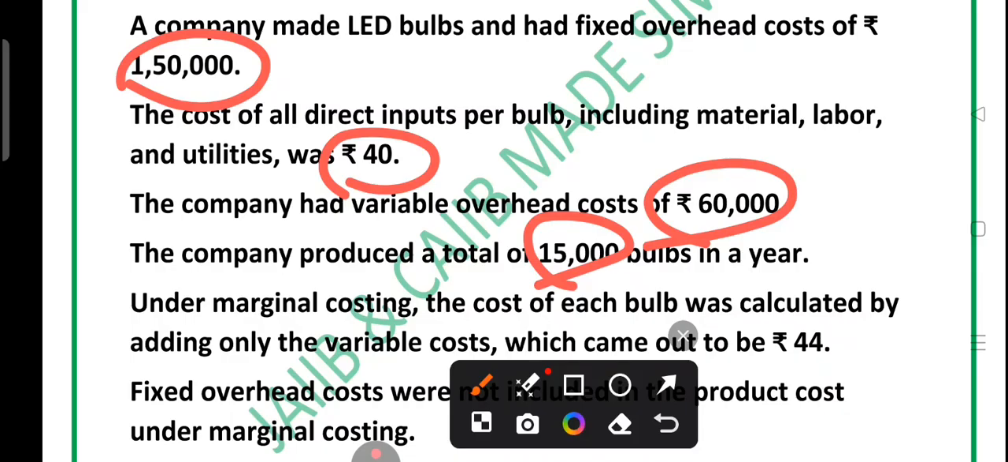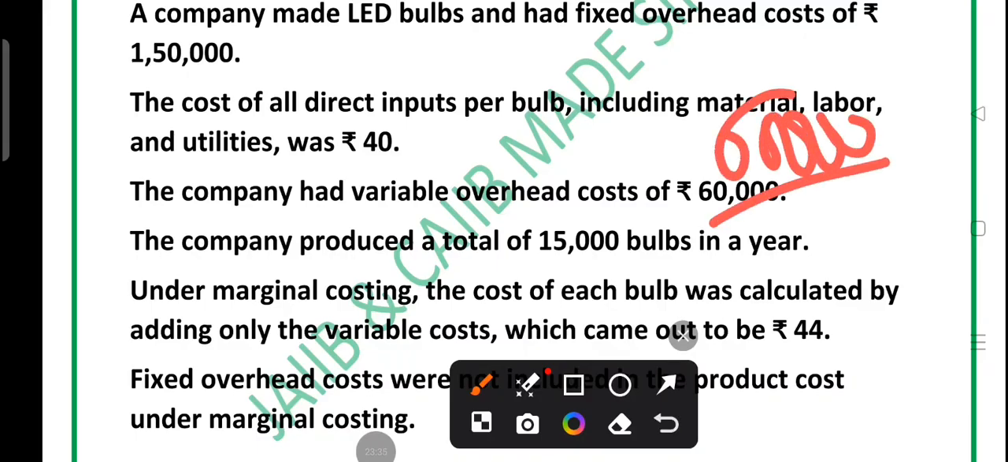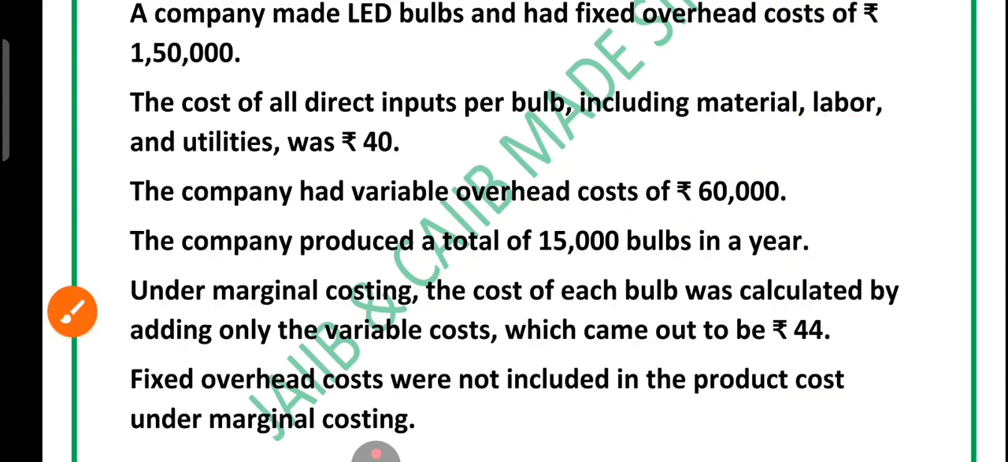From marginal costing, we only take the variable cost. So what is the variable cost? Material, labor, utilities: these are 40 rupees per bulb, right? Let's first talk about marginal costing. Now, what is the variable overhead? We want to know the variable overhead. So 60,000 is the total variable overhead cost, divided by the number of units, 15,000, which is equal to 4 rupees per bulb. That is the variable overhead.